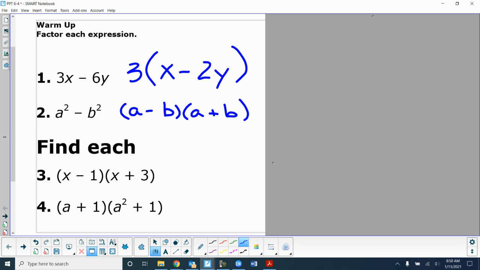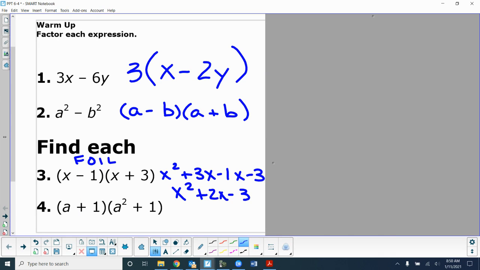Okay? It says find each, meaning you got to do what? Boy, that's a multiplication problem, right? X times x, x times 3, negative 1 times x, negative 1 times 3. X squared plus 2x minus 3, right? Going from here to here would be the factoring part. Going from here to here is the multiplication part. These are the 2 factors. Okay? You guys know how to do that stuff, right?